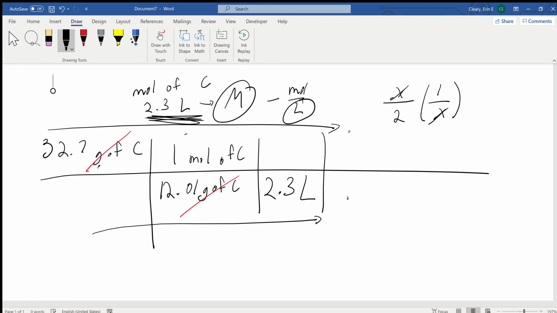Okay, multiplying across the top, I have 32.7 times 1 times 1. So that would be 32.7. And then make sure I carry my label across too. So I have 32.7 moles of carbon. Now I'm going to go across the bottom. I have 12.01 times 2.3. And that's 27.63623. But I have not rounded at all yet, because I'll do that at the end. Whenever you're doing a problem, don't round until the end.